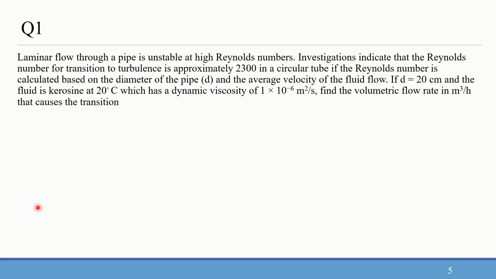So they have stated that transition to turbulence, that is from laminar to turbulence, during the transition, the Reynolds number is approximately 2300 in that transition regime. So this is calculated based on the diameter of the pipe.